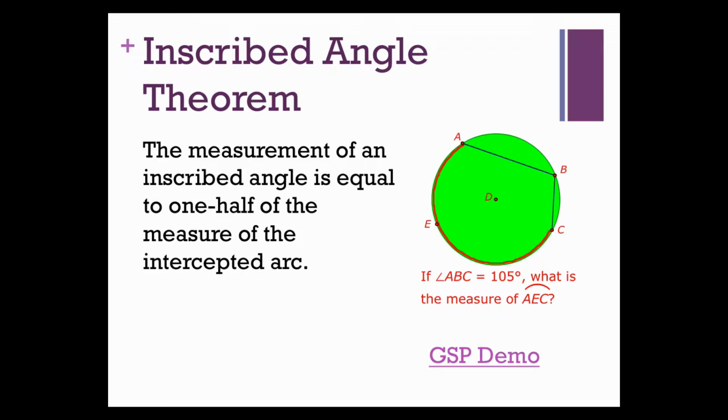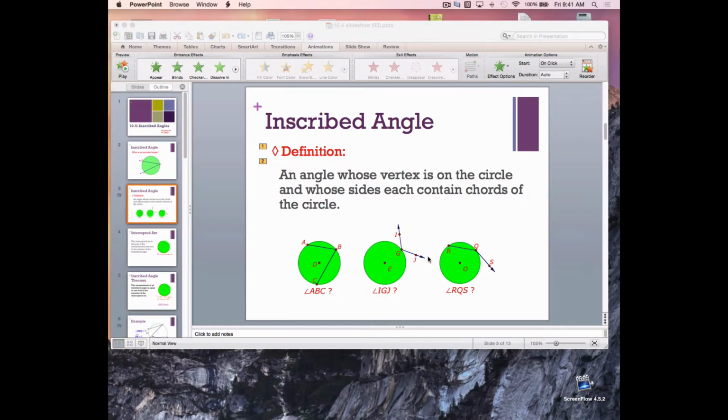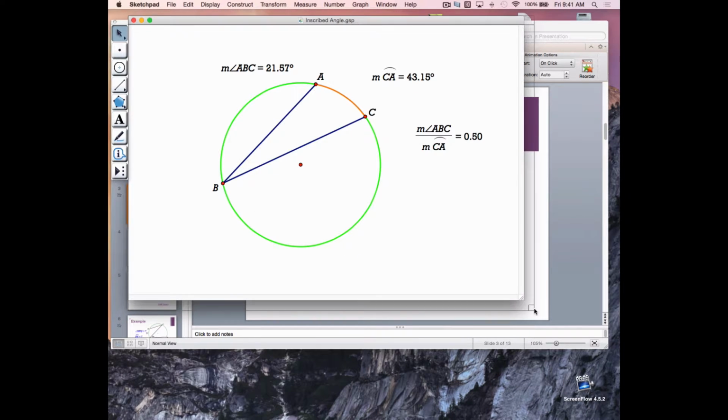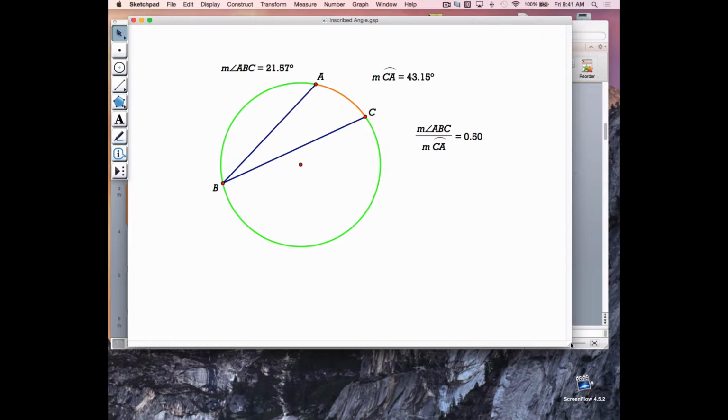Here's the big relationship though. The inscribed angle is equal to half the measure of the intercepted arc. Central angle and arc, 1 to 1. Inscribed angle and intercepted arc, 1 to 2. Okay, so I took a circle, put an inscribed angle in it, and measured the inscribed angle. The inscribed angle is 21.57 degrees. The intercepted arc, which is the orange one, is 43.15. In case you can't do the math in your head, that turns out to be 1/2.